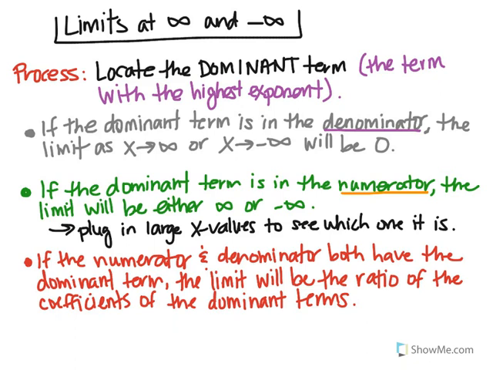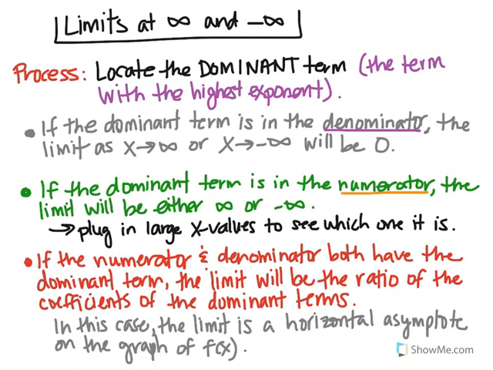So what you'll be doing is you'll just basically be taking the numbers out in front of the dominant terms and dividing them. So in this case, the limit is going to be a horizontal asymptote on the graph of f of x. I'm going to show you all of these cases in just a minute. Just remember that for this last case, if the dominant term is in both the numerator and denominator, then you're going to be taking the ratio. Ratio means you're going to divide the coefficients, and that is going to be represented by a horizontal asymptote on the graph.